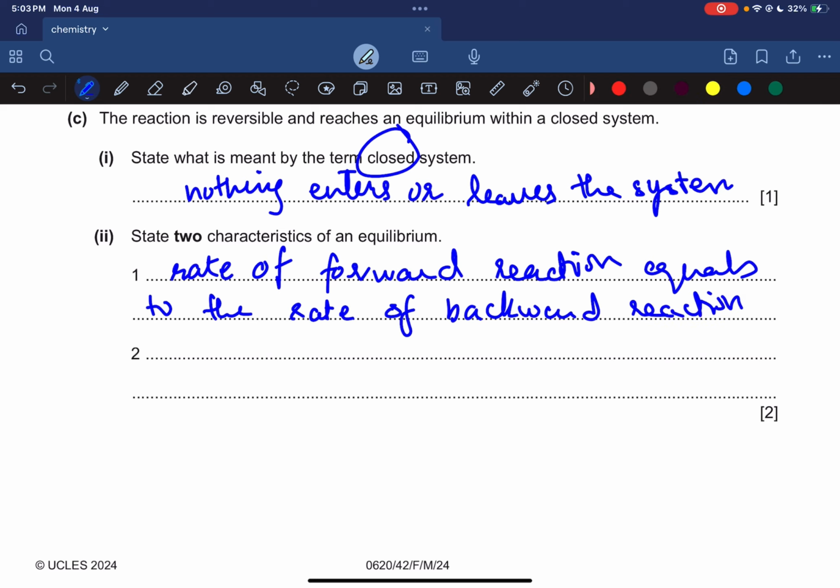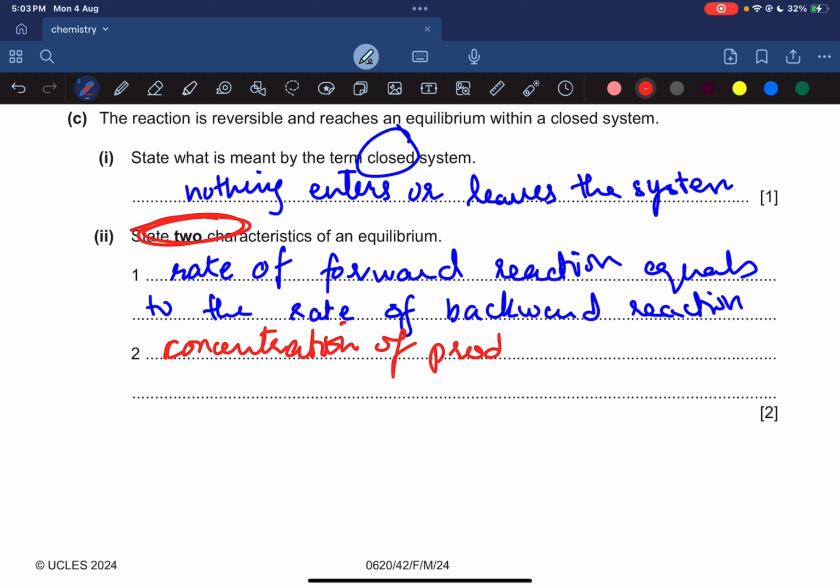And for the conditions of equilibrium, there are 2 conditions. Please learn these 2 conditions, they're widely tested. The rate of forward reaction equals the rate of backward reaction, and the second one is that the concentrations of products and reactants are no longer changing.